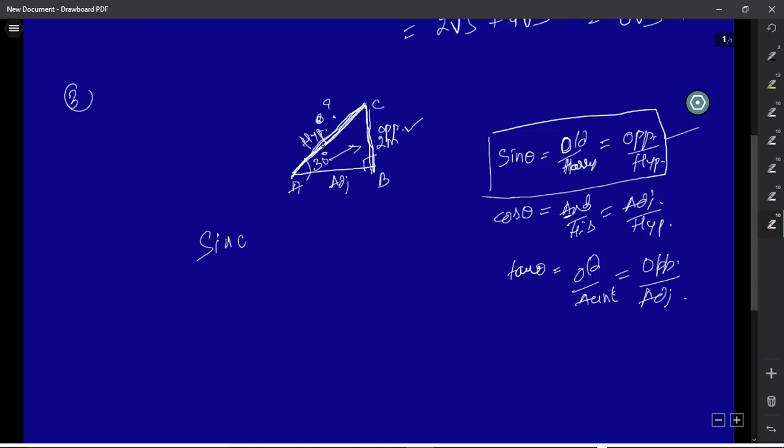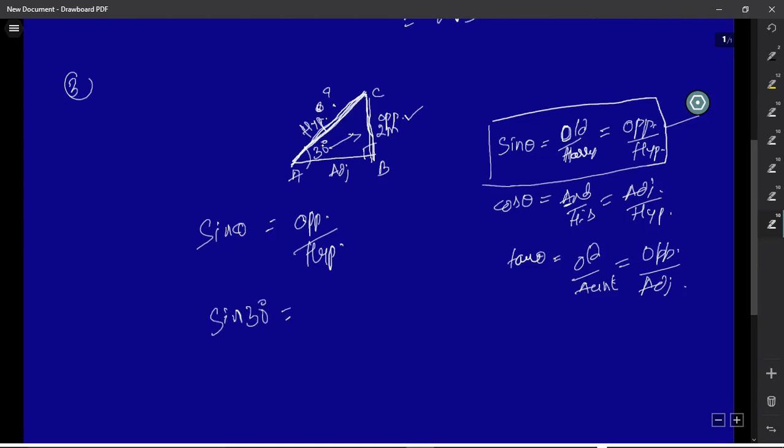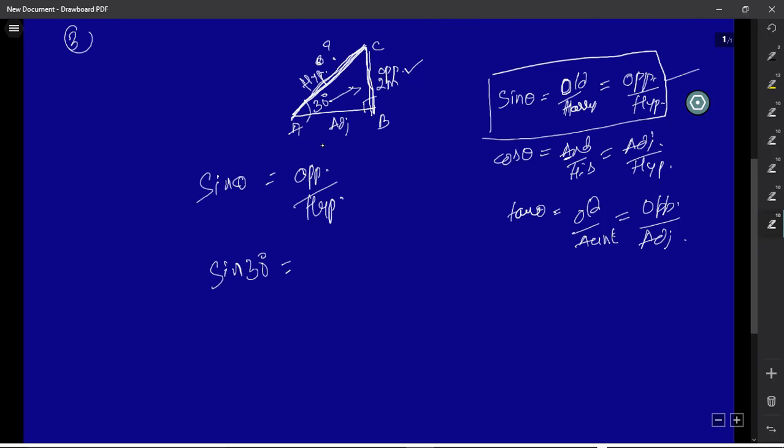So I'll make use of sine theta. Sine theta is opposite side by hypotenuse. What is theta here? Theta is 30 degrees. What is the opposite side here? BC, which is 2, right? And then hypotenuse is AC. I don't know what the value of AC is, so I'm writing it down as it is. Sine 30, everybody knows that sine 30 is 1 by 2.